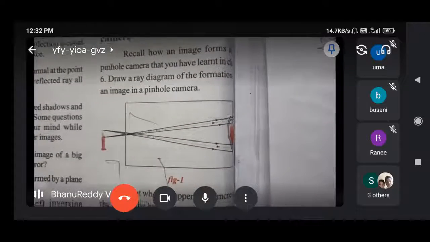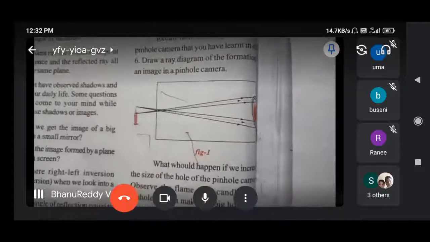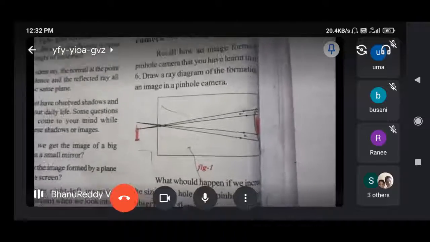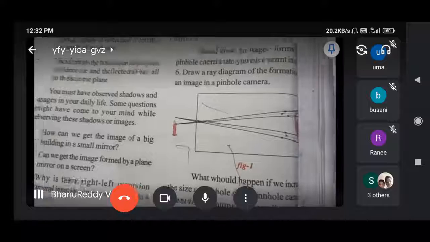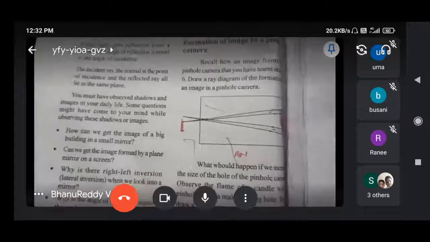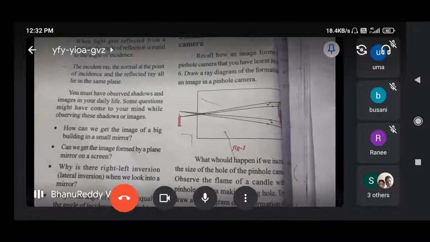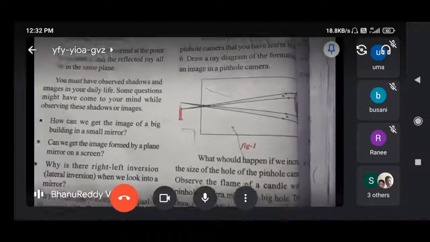So in that manner, a blurred image will form. If you increase the pinhole size, a blurred image will come. Like whatever you are observing on our screen, it is blurred. So if we increase the pinhole size, the hole size, at that time also a blurred image will come.